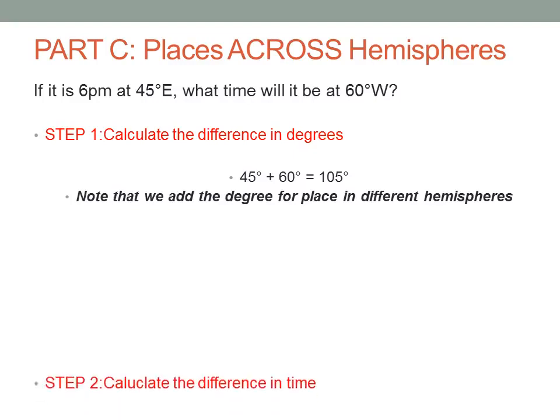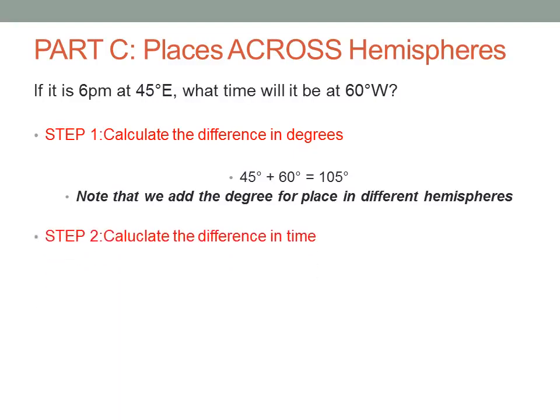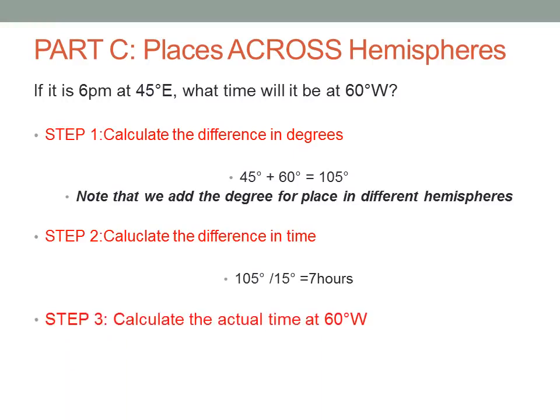This is important. Step 2, we're going to calculate the difference in time. To do that, what do we do? Great. If you have guessed or surmised that we're going to divide 105 degrees by 15, you were right. And the difference in time will be 7 hours. The next step, what should we do? Great. If you surmise that we are going to calculate the actual time, you are right.